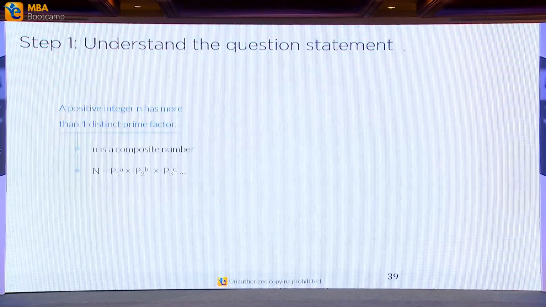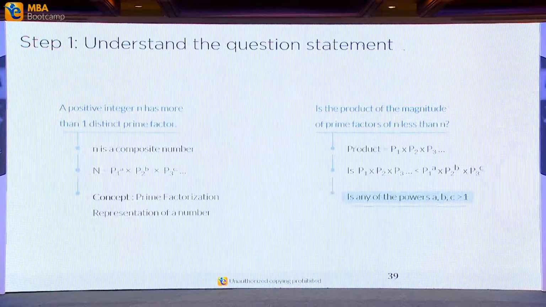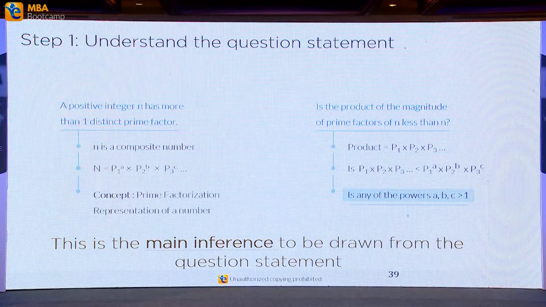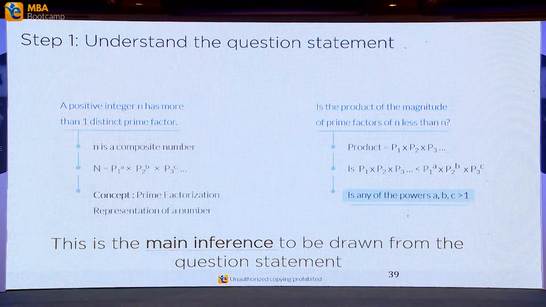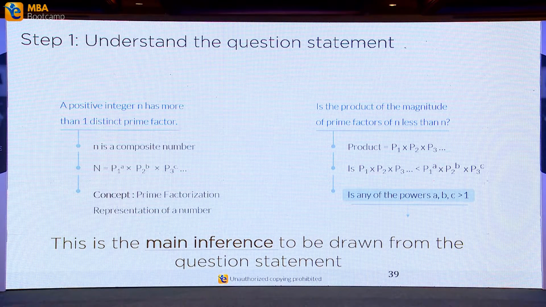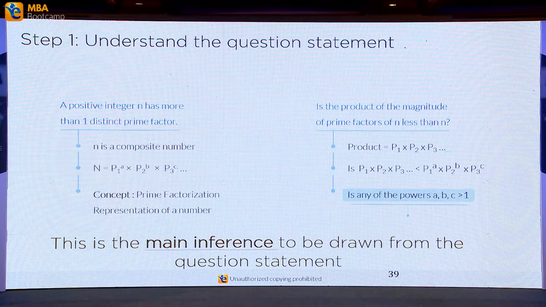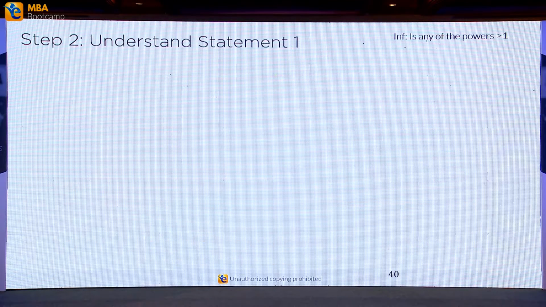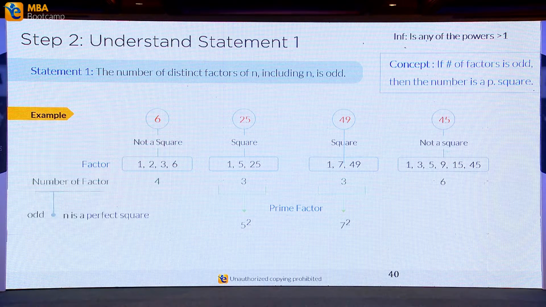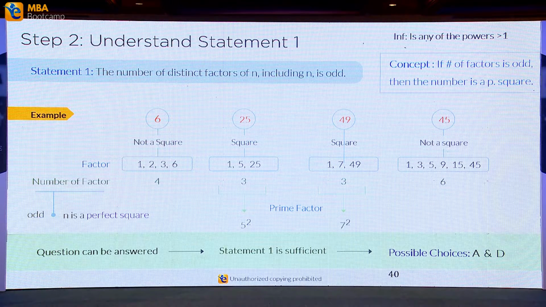Now, basically over here, how many of you were able to get to this inference that what you really need to find out from the question statement is whether any of the powers A, B, C is greater than 1? How many of you were able to get to that inference? Okay. Very few of you. Most of you, if I were to ask you the individual concepts on prime numbers that are tested in this, would know this. The reason why you made a mistake is because you failed to draw this inference from the question stem, even before going to statement 1 or statement 2.